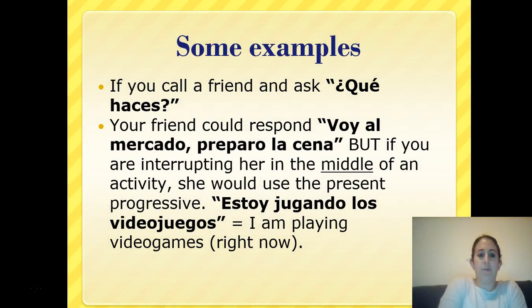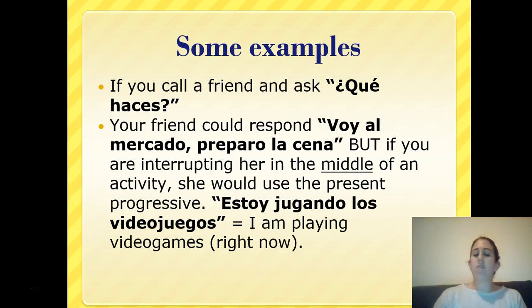So here's a good example. Let's say you call up a friend and you ask, ¿Qué haces? What are you doing? Your friend can respond, voy al mercado, or preparo la cena. So I'm going to the market, or I'm making dinner. But that's just talking about in general, like what's going on.